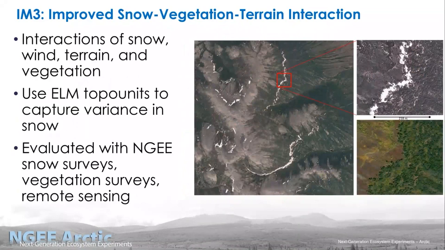As I mentioned, snow is an important part of this environment, and it interacts with the polygonal landscapes that I already mentioned. It interacts within the more rugged terrain. It interacts with vegetation, and it is a primary driver of variability in subsurface temperatures seasonally and interannually. And so we are, with snow surveys, vegetation surveys, remote sensing, and process modeling, exploring the relationships between snow, vegetation, and terrain elements, and trying to make predictive models.